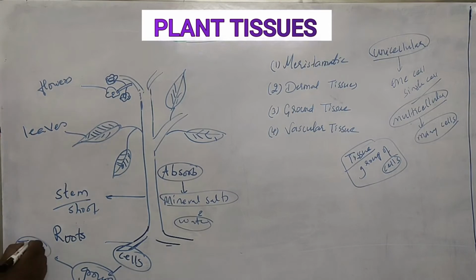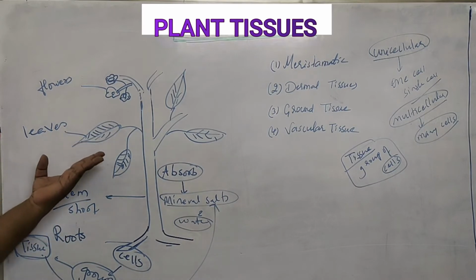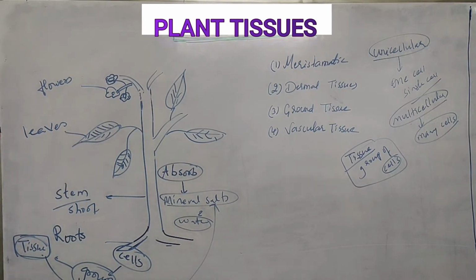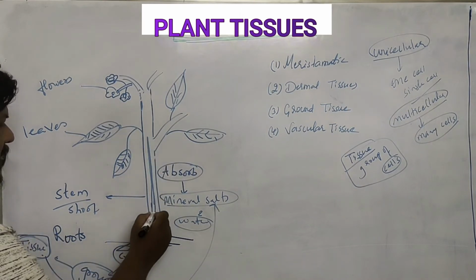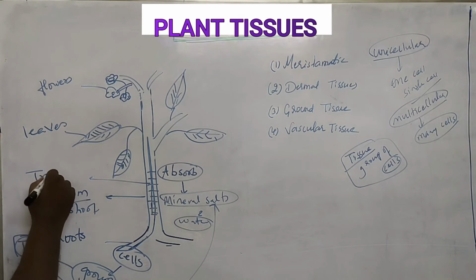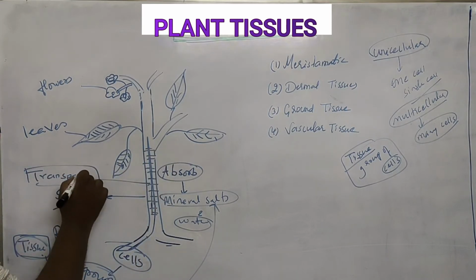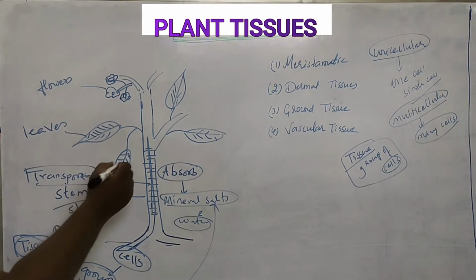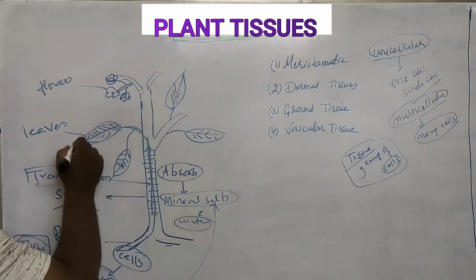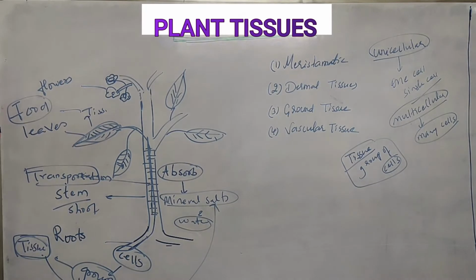That means the tissues in the roots have the main function of absorbing the mineral salts and sending them to the different parts of the plant, especially to the leaves where food production will take place. Now they have to travel through the stem. Again, there are some tissues in the stem which transport the mineral salts and water. That is how they reach the leaves. And in the leaves there are some particular tissues which help in the production of food.